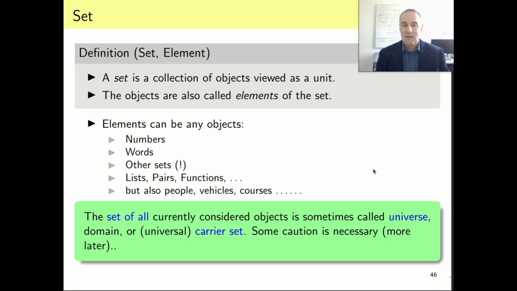The set of all currently considered objects, when we're doing set theory, is often called the universe or the domain or the carrier set. It's the possible things that the elements of this set are taken from. So if we're doing sets about the natural numbers, then the carrier set or the universe is the set of all natural numbers. And then we can start to describe sets that are smaller than the set of all natural numbers. The set {2, 3, 4}, for example, is taken from this universe. It's a set that has elements that are taken from the universe.